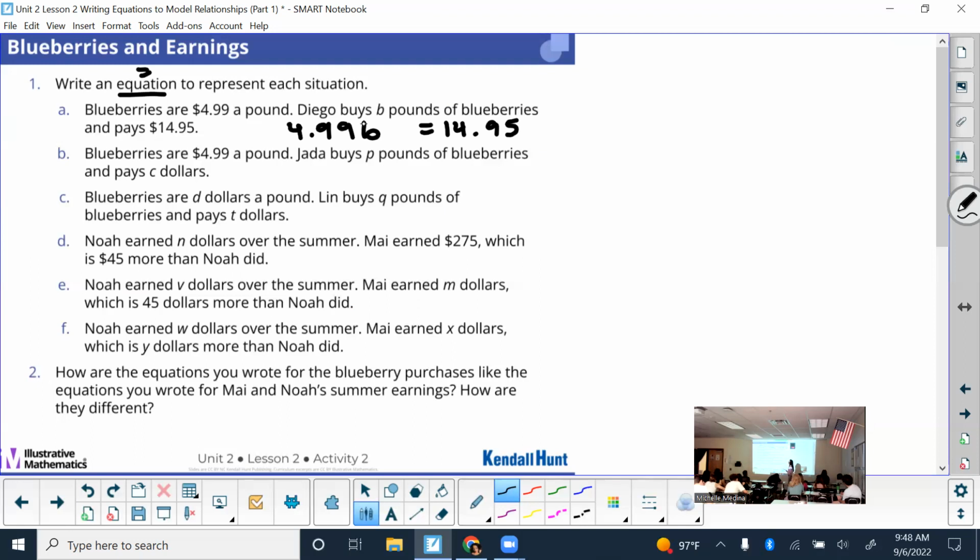It's like $9.98. That makes sense. And then 3 pounds, so we're multiplying each time, right? So that makes sense. This is a good answer. Questions on the first one?